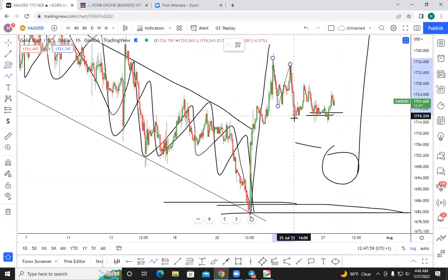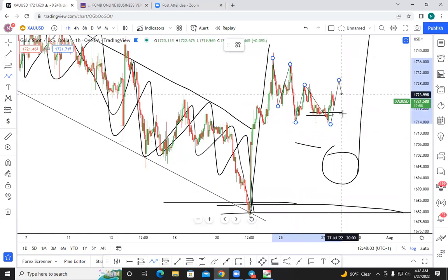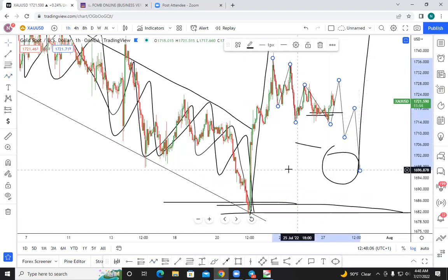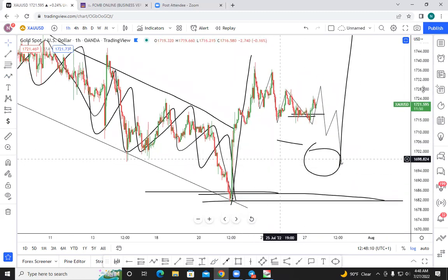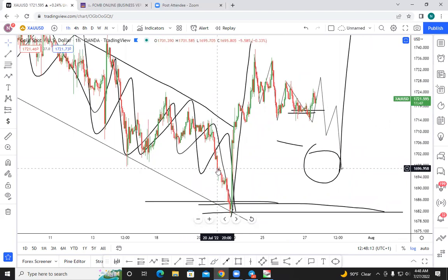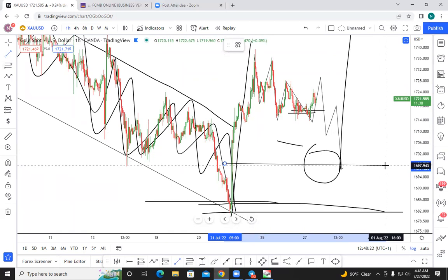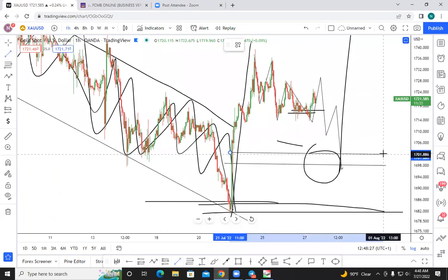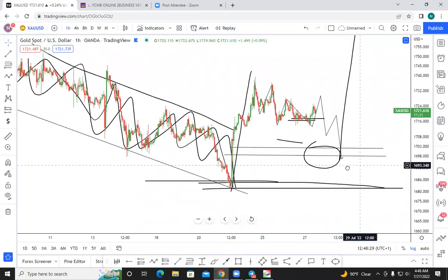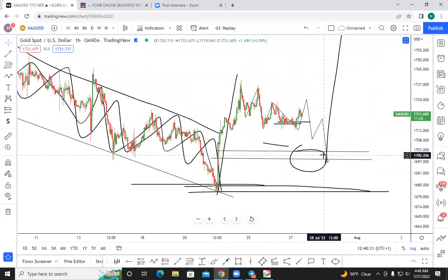1, 2, and 3. That is W. 1, 2, and 3. That is X. 1, 2, and 3. That is Y. It is this Y that is going to push gold to the right level to buy. I'm expecting it to push to 1700. 1700, guys. I'm expecting gold to push to this area, to this level. That will be a very fantastic pullback for us to buy.